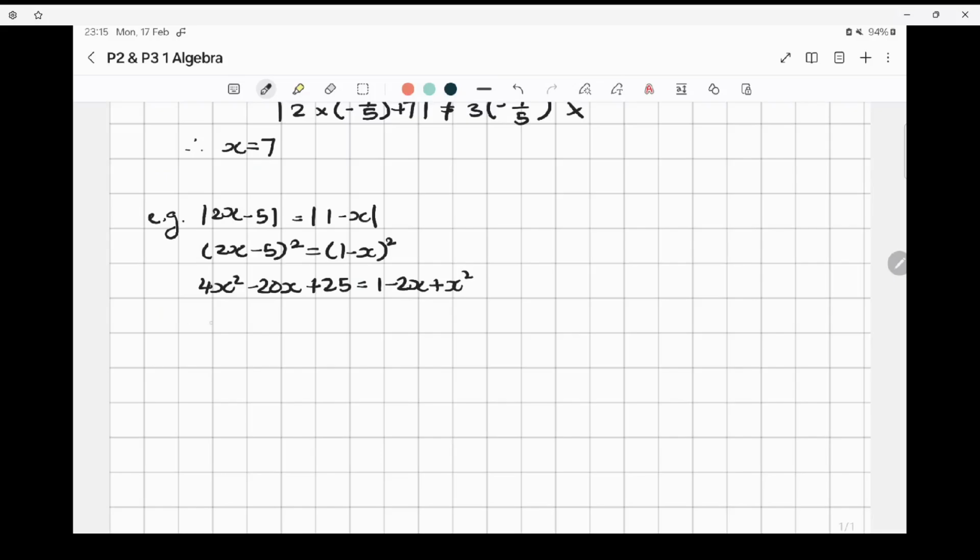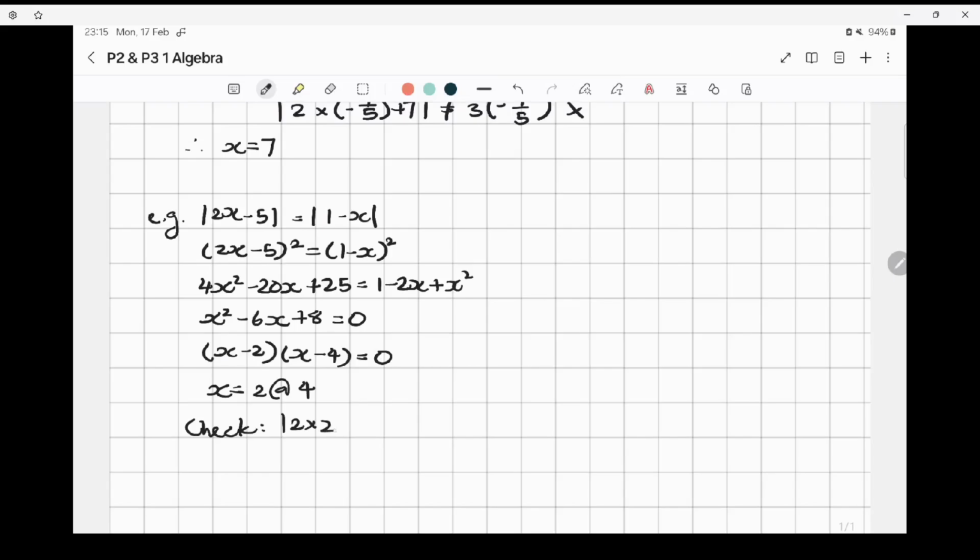Then finally simplify everything. In the end you get x squared minus 6x plus 8 equals 0. So you factorize it, you get (x minus 2)(x minus 4) equals 0. So x is 2 or 4. So now do the checking.